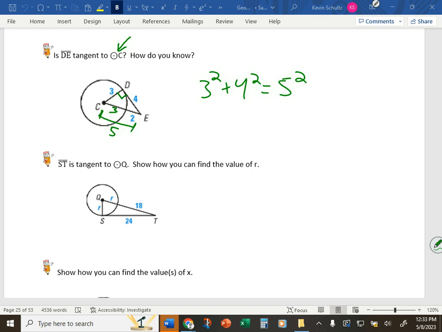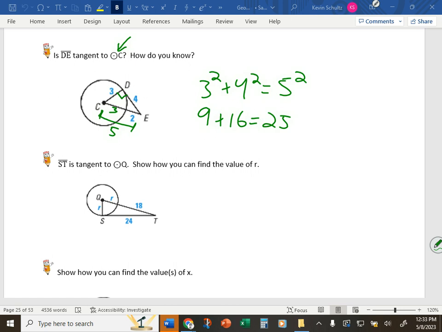Wait, why does that make it a right triangle? Well, because according to the Pythagorean theorem, 9 plus 16 equals 25, which is true. So because these 3 side lengths fit the Pythagorean theorem, it means that it's a right triangle.